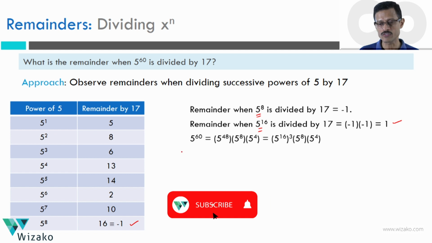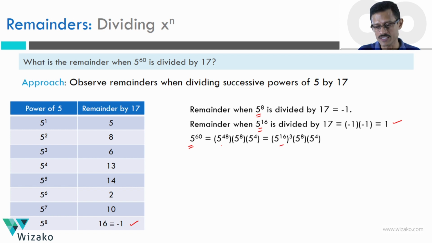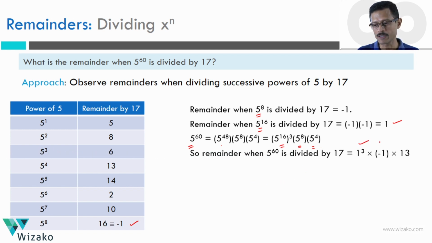So we are trying to write this 5 power 60 as 5 power 48 into 5 power 8 into 5 power 4, which is 5 power 16 whole cube into 5 power 8 into 5 power 4. Plug in the remainders for this. The remainder for this portion is 1 cube. The remainder for 5 power 8 is -1. In this case, I've taken it as 13. Actually, go for a -4. Makes life much easier. So remainder is equal to 4.